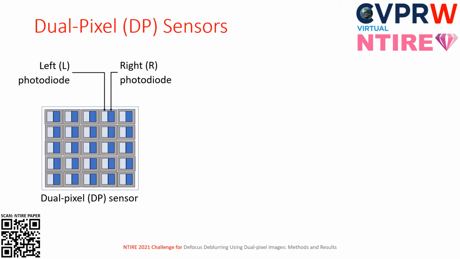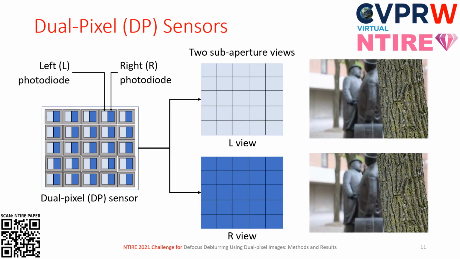Before I go to talk about the dataset, I want to talk about the dual pixel sensors or DP sensors. These sensors were designed by Canon to assist in camera autofocus. These sensors are designed with 2 photodiodes at each pixel location on the sensor. The DP sensors produce 2 sub-aperture views of the scene, denoted in this work as left and right views.